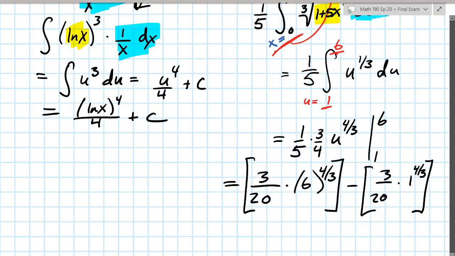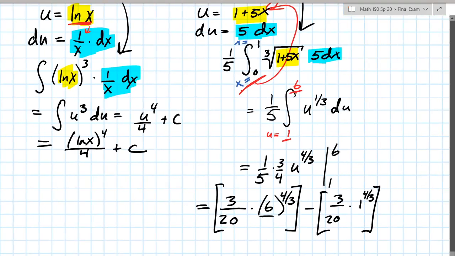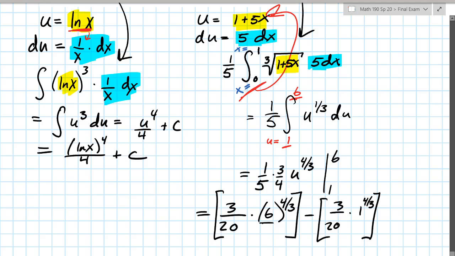At this point, you probably want to leave some of that stuff, since for 6 to the 4/3, that doesn't look like it's going to work out very nicely. But if it said find an estimate, you could put that in your calculator. If it says use an exact value, then you would not want to try to approximate it using decimal numbers.